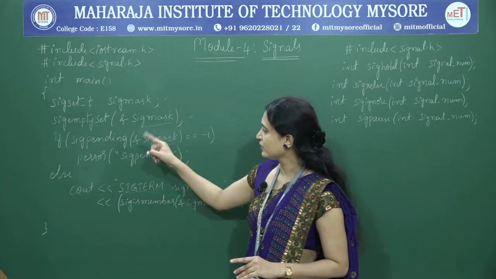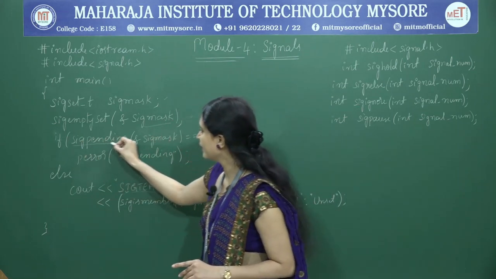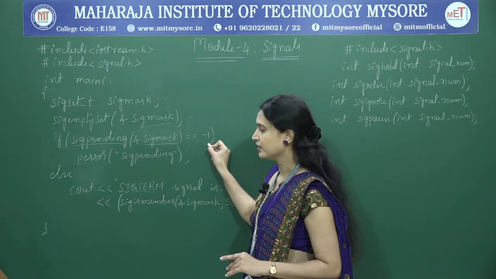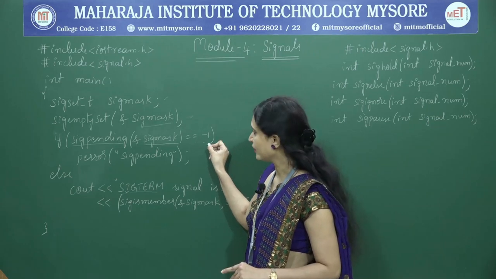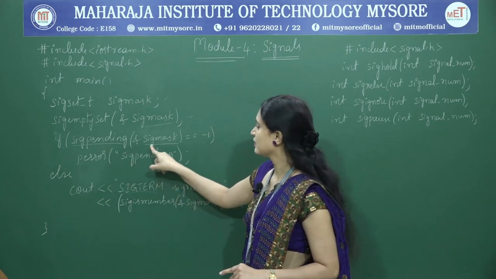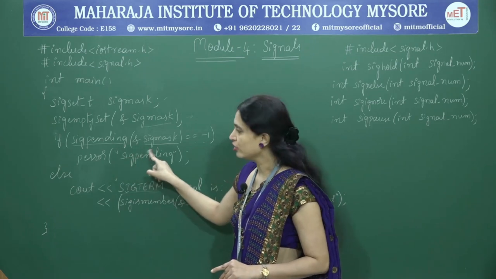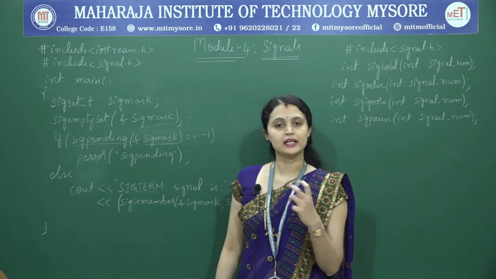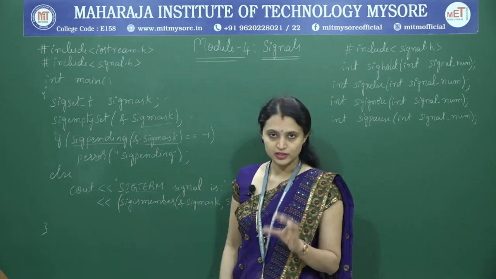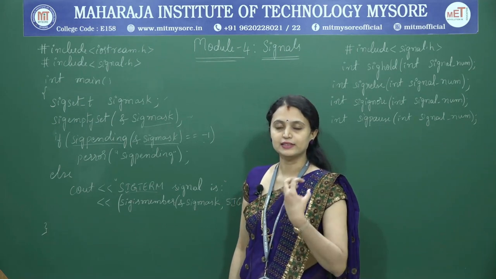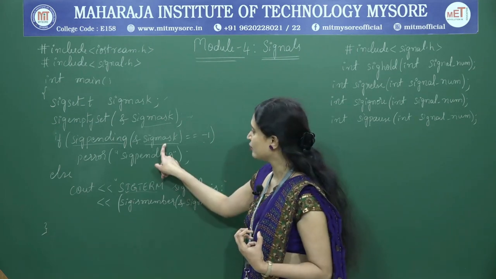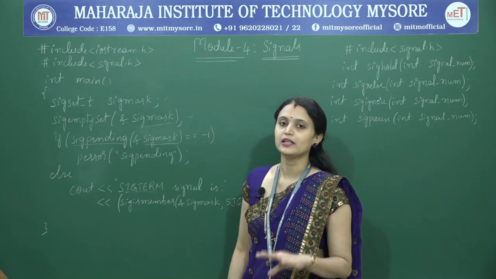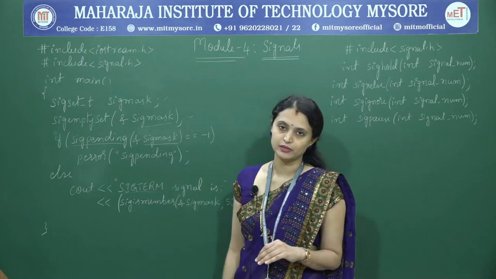Next I am checking sigpending for this sigmask. If it is equal to -1, that means it failed. What will happen if this is called? sigpending will check for the pending signals for the calling process, and it will set those signals to the sigmask variable. So now the pending signals for the calling process will be set in the sigmask variable.